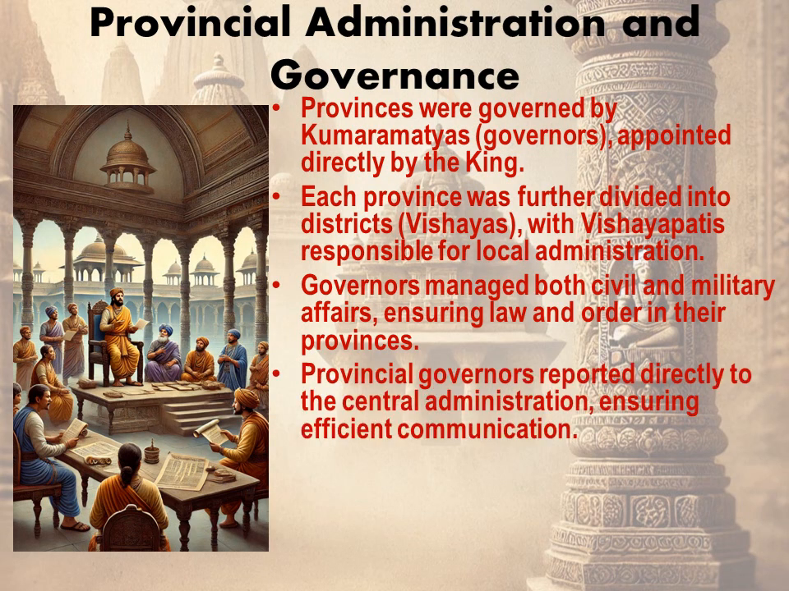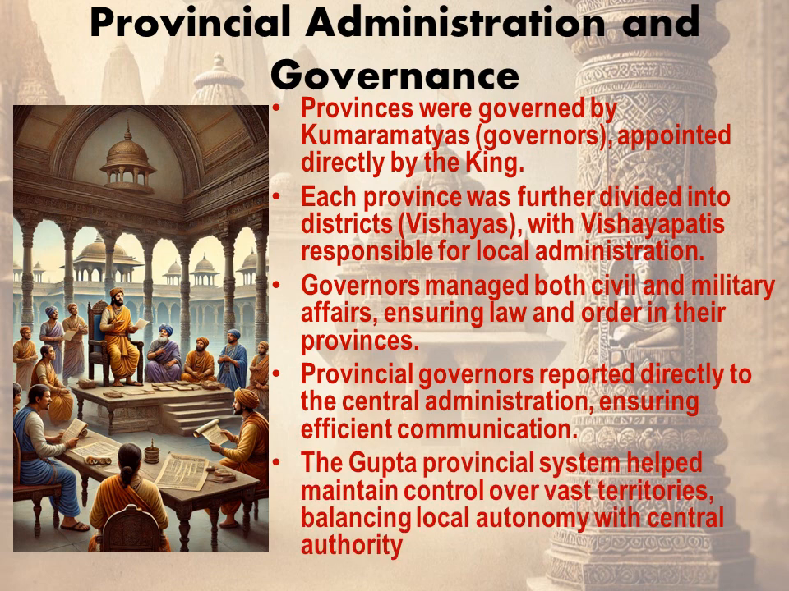Provincial governors reported directly to the central administration, ensuring efficient communication. The Gupta provincial system helped maintain control over vast territories, balancing local autonomy with central authority.